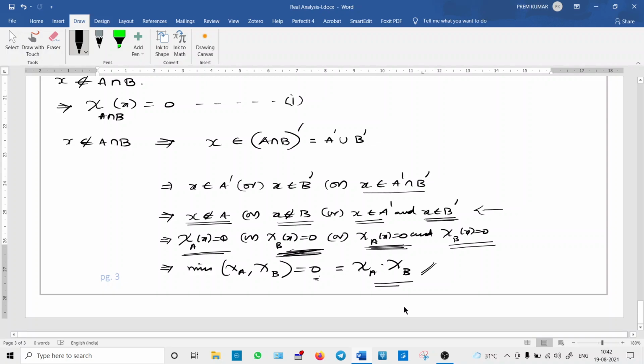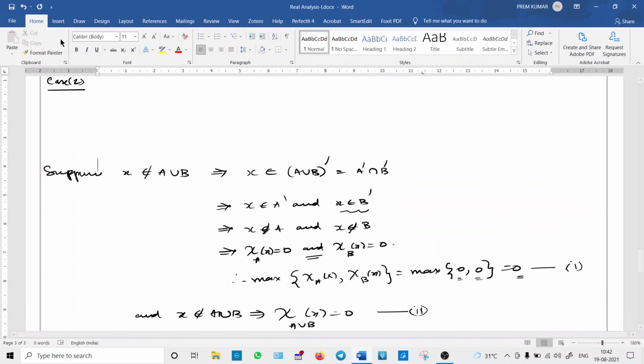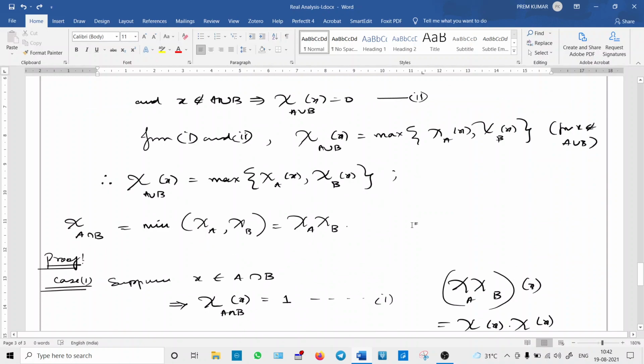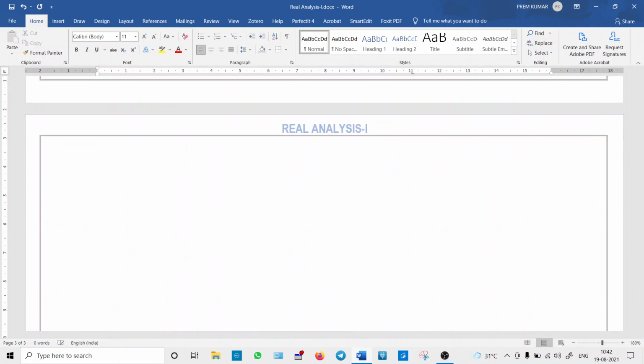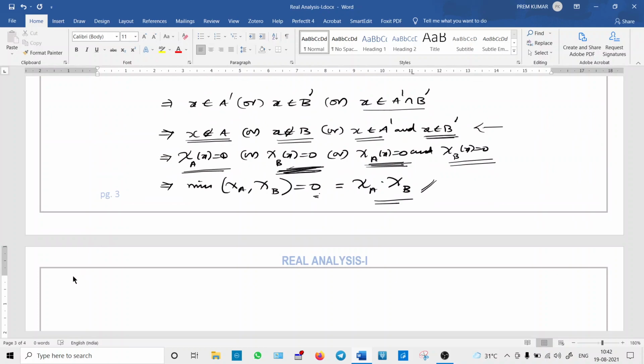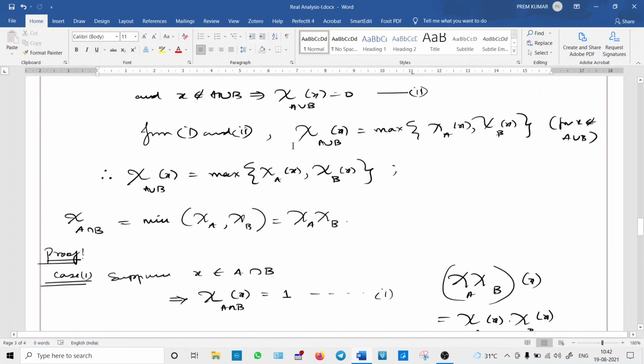So for both case 1 and case 2, therefore, from case 1 and 2, we get the result chi A intersection B is equal to the minimum of chi A comma chi B, and that is nothing but chi A into chi B. So we have proved the result. We considered two cases, and we proved it.